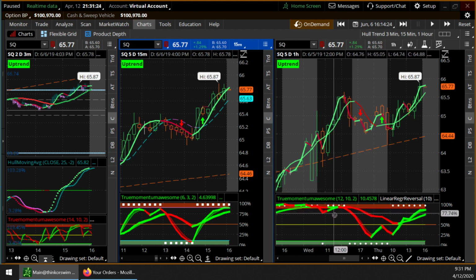Just match everything up with the true momentum as much as you can, match all the colors up as much as you can, and just make it easy. But let me know if anybody needs any help.